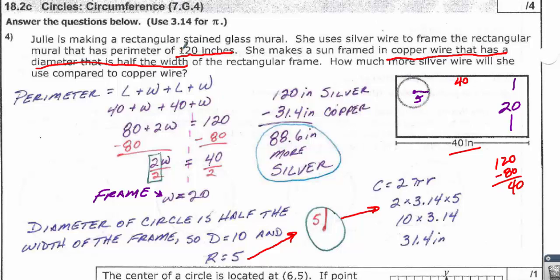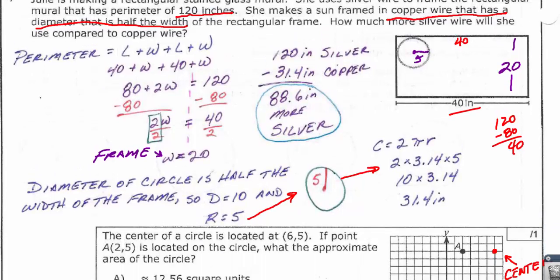We already knew that the silver wire being used was the frame itself. That's the 120. So the 120, take away the amount of copper, 88.6. All right, that takes you through all those problems.